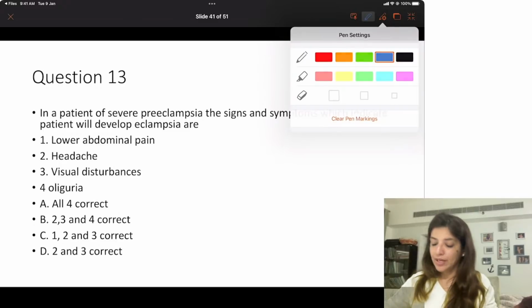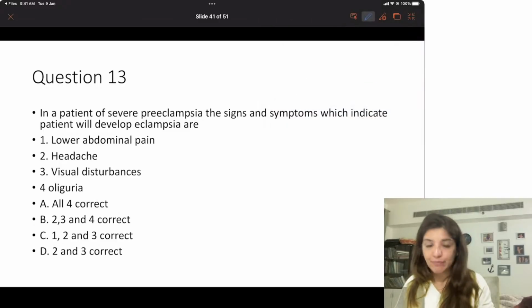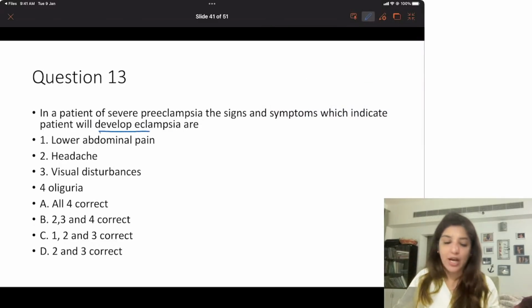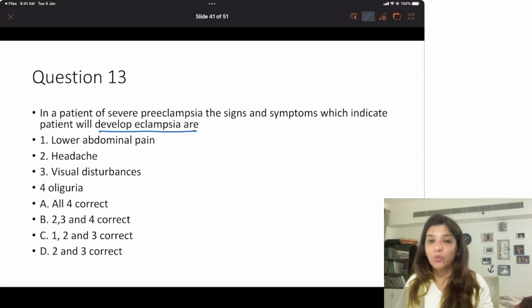Next question. In a patient of severe preeclampsia, the signs and symptoms which indicate the patient will develop eclampsia are: number 1, lower abdominal pain; number 2, headache; number 3, visual disturbances; number 4, oliguria. Option A, all 4 are correct. Option B, 2, 3 and 4 are correct. Option C, 1, 2 and 3 are correct. Option D, 2 and 3 are correct. Answer this now. Very, very simple question.